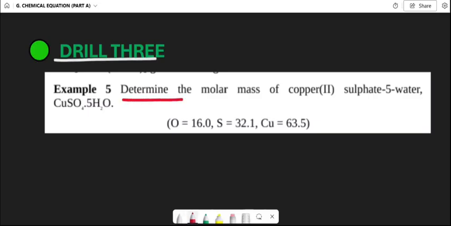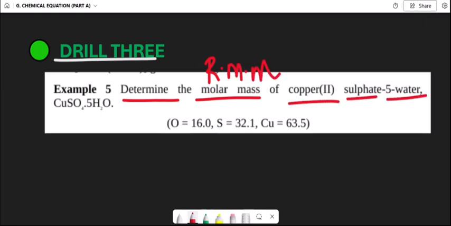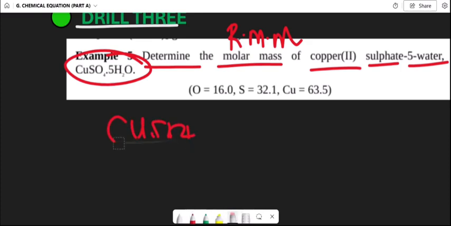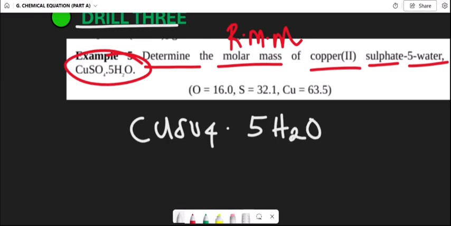Okay, example 3. In example 3, we are given to determine the molar mass, like I said, molar mass means the relative molecular mass, of copper(II) sulfate pentahydrate. So this is the chemical formula: CuSO4·5H2O. In this case, we take them one after the other. Recall, oxygen is 16, sulfur is 32, copper is given as 63.5.